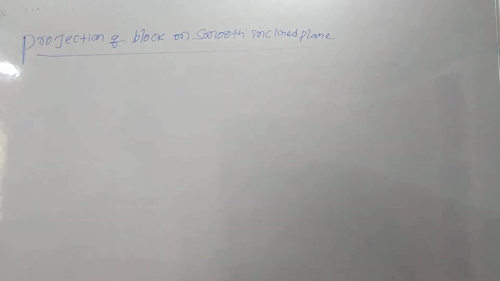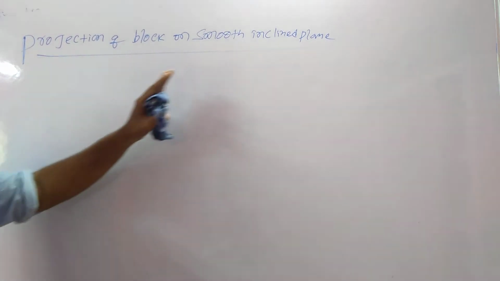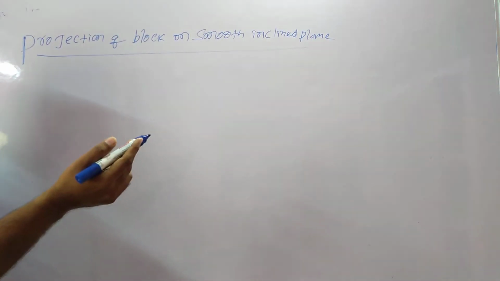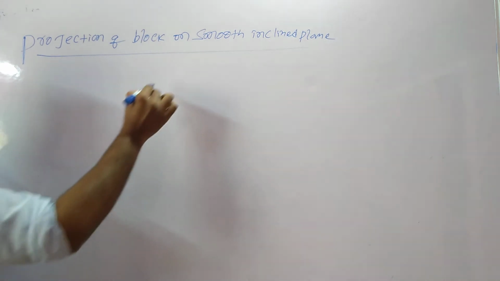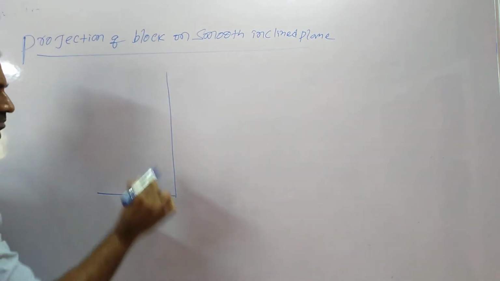So the next concept is the projection of a block on a smooth inclined plane. The last concept is that the block is sliding down, and now the body is moving up the inclined plane.